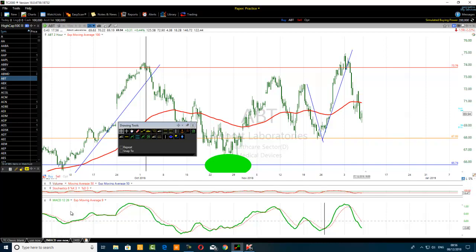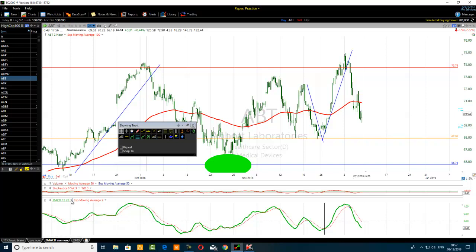TC2000 trading software. I make my MACD very thick. You see how thick it is? I don't like it to be very light like this one, otherwise it will be unclear whether it is crossing. So when I see that it's truly crossing that thick MACD, I know that it definitely crossed it. So make your MACD a little bit thicker than normal. Okay? With TC2000, I love it.